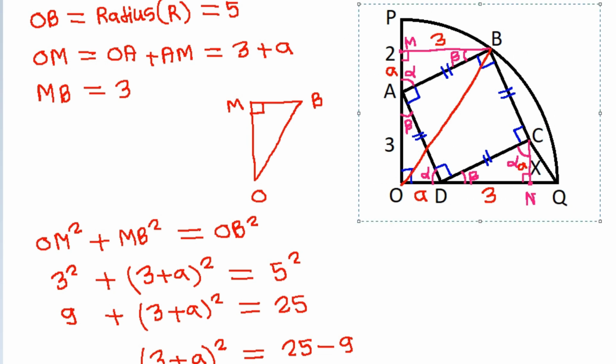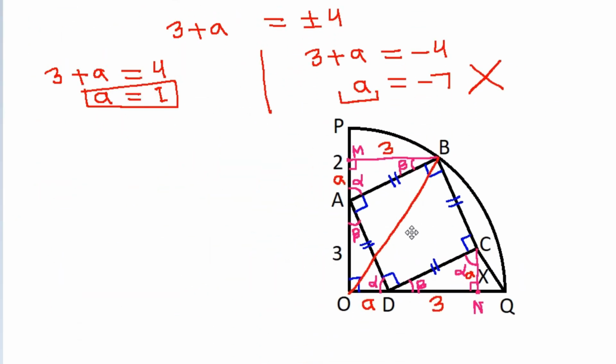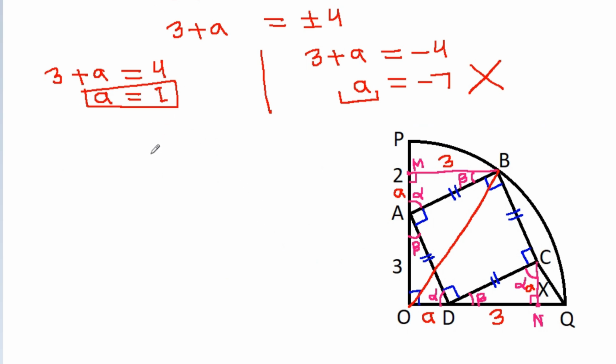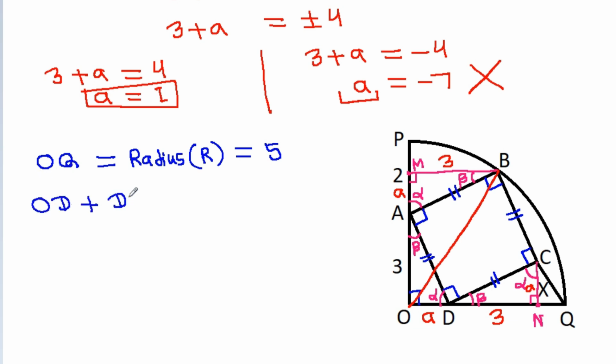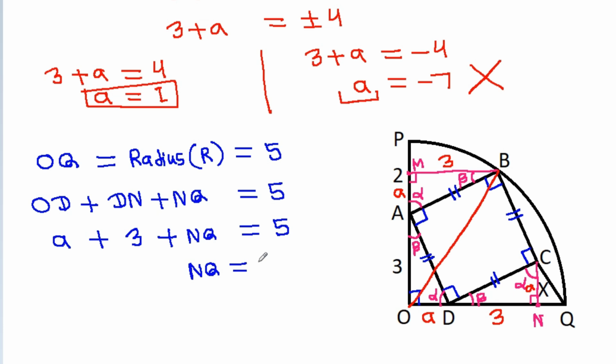And now OQ is the radius R, that will be 5, and OQ is OD plus DN plus NQ, that is 5, and OD is A plus DN is 3 plus NQ is equal to 5. So NQ will be equal to 5 minus 3 minus A. So NQ is 2 minus A.